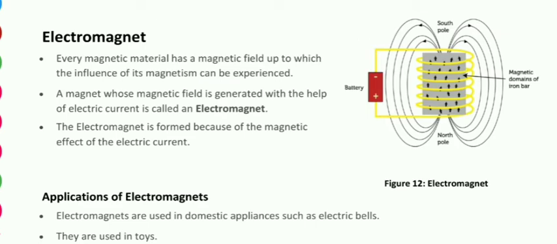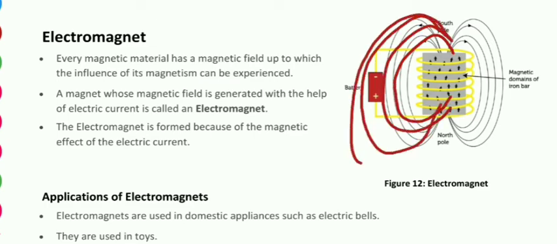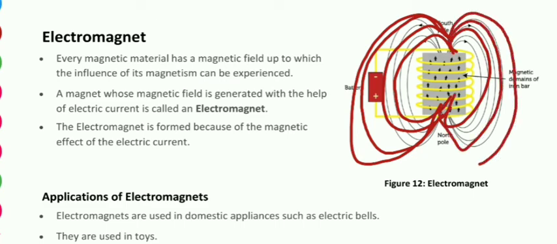Now the electromagnet is formed because of the magnetic effect of electric current. You people know very well. And look at the circles. These are the magnetic lines of force. Magnetic lines of force means in this way the magnetic field works.